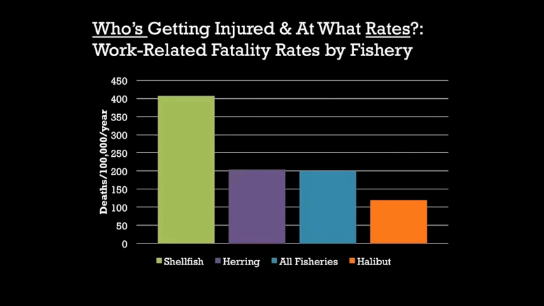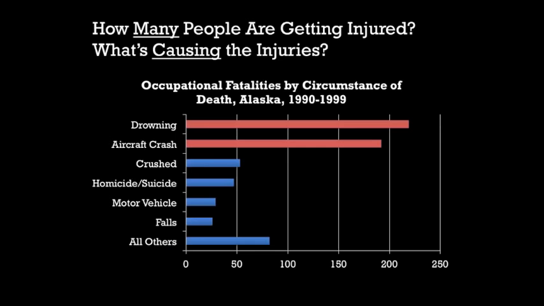NIOSH analyzed this fatality data in a number of ways. So in addition to looking at the occupations, NIOSH analyzed the occupational fatality rates within the commercial fishing industry by the type of fishery. And they identified that fishermen in the shellfish fishing industry had much higher occupational fatality rates than fishermen in the herring fishing sector or the halibut sector or all other fisheries combined. This data is why the Alaskan crab fishing sector for a long time was referred to as the deadliest catch. Now, of course, in addition to looking at rates, it is important to look at the number of occupational fatalities.